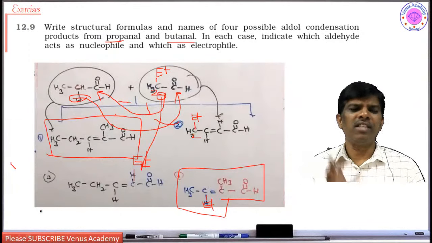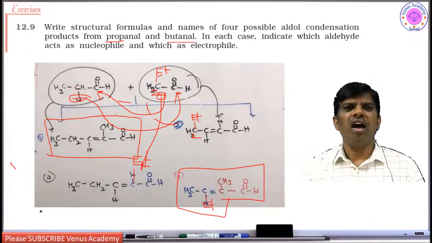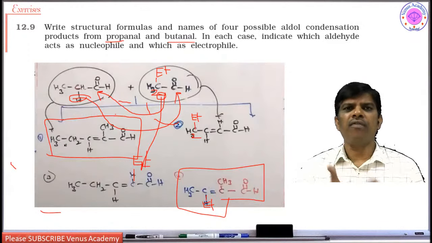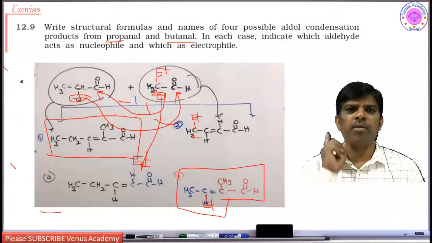To overcome this type of mixture of products, the aldol reaction will be conducted taking one of the aldehydes with no alpha hydrogens. So for example, with the same aldehyde, if I do the reaction with benzaldehyde, I am going to get a single product.